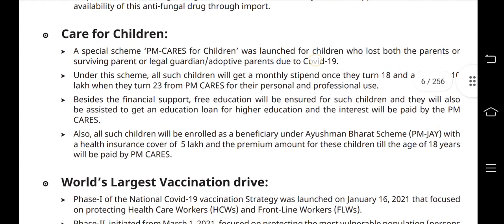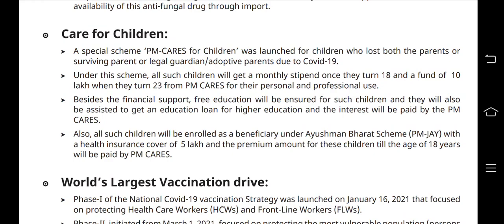Care for children. A special scheme PM CARES for Children was launched for the children who lost both the parents or surviving parent or legal guardian or adoptive parent due to the COVID-19 crisis. Under this scheme, all such children will get a monthly stipend once they turn 18 and a fund of 10 lakh when they turn 23 from PM CARES for their personal and professional use.